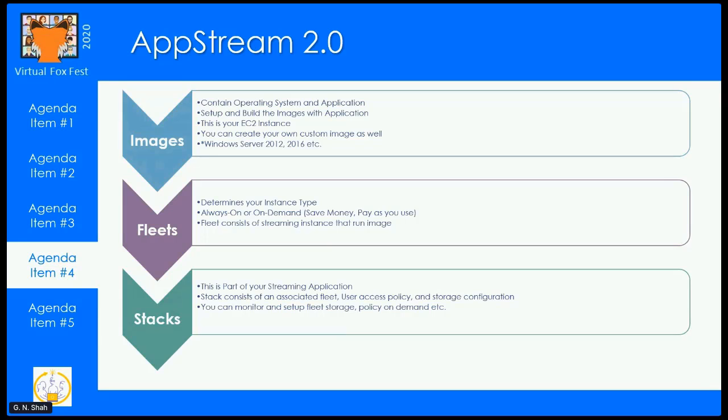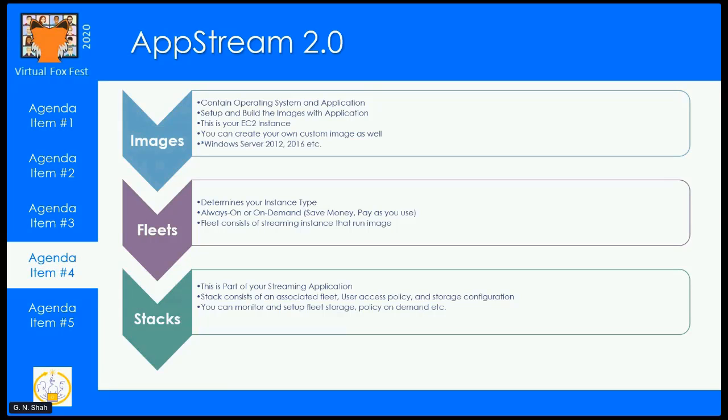Just as a perspective, the image contains an operating system and your application itself. So what you're doing is setting up a Windows 2012 server or Windows 2016 server, depending on your requirement. You fire up that image, log into that image, and then build your application. They call it building the application image, and we're going to see it step by step.